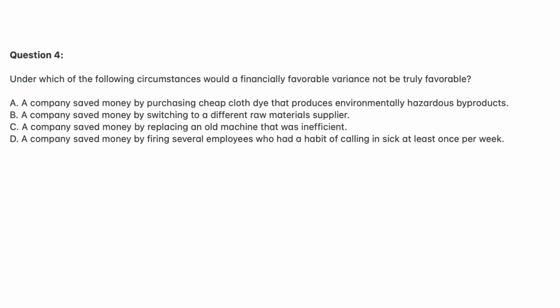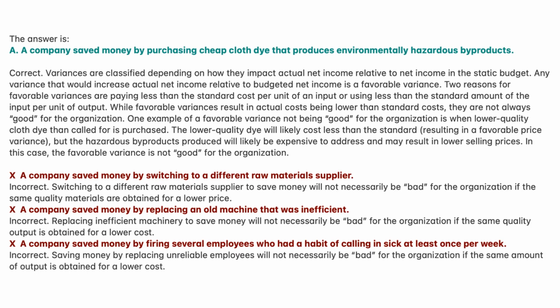Question 4. Under which of the following circumstances would a financially favorable variance not be truly favorable? A. A company saved money by purchasing cheap cloth dye that produces environmentally hazardous byproducts. B. A company saved money by switching to a different raw material supplier. C. A company saved money by replacing an old machine that was inefficient. D. A company saved money by firing several employees who had a habit of calling in sick at least once per week. The answer is A.